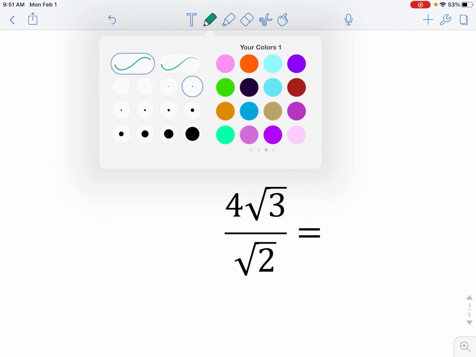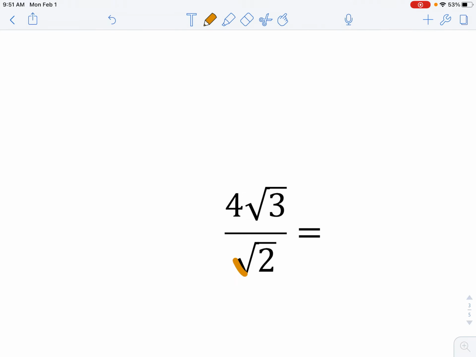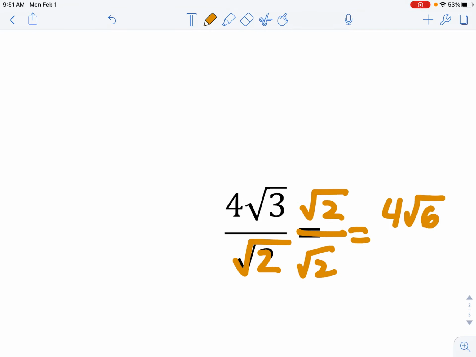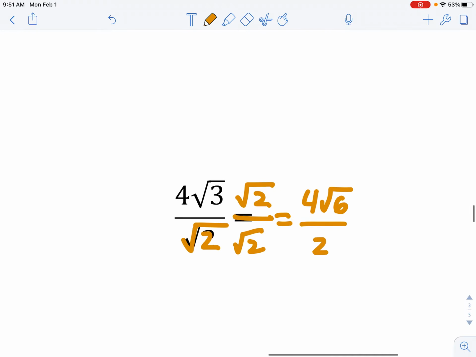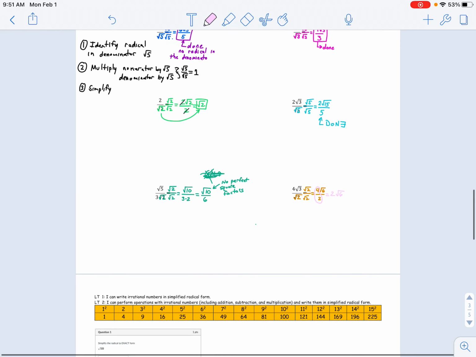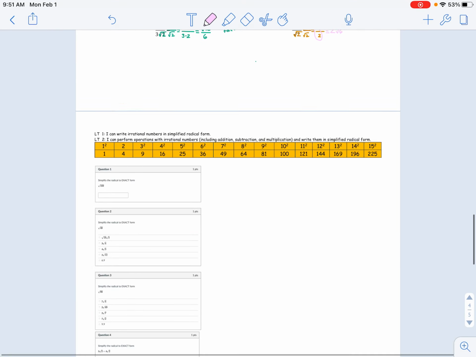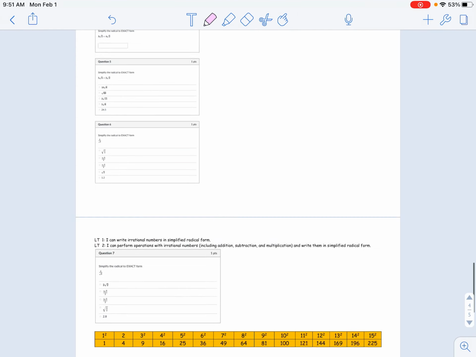And then the last one, radical 2, so multiply. I'm going to get 4 radical 6 over 2. Now focusing on just the whole numbers, 4 and 2 reduces to 2, so 2 radical 6. And that's it. All right, knock out these practice problems.